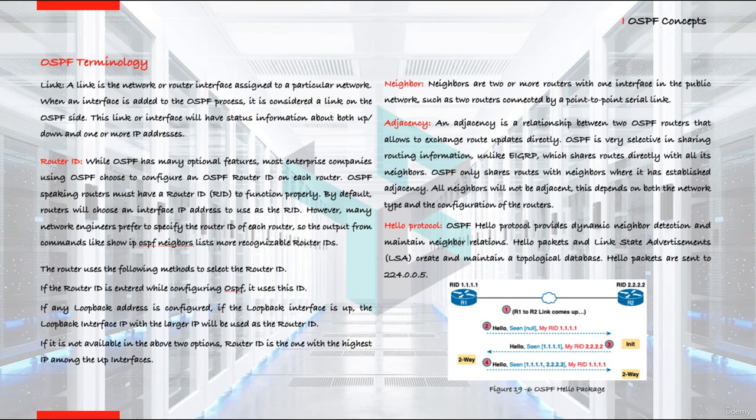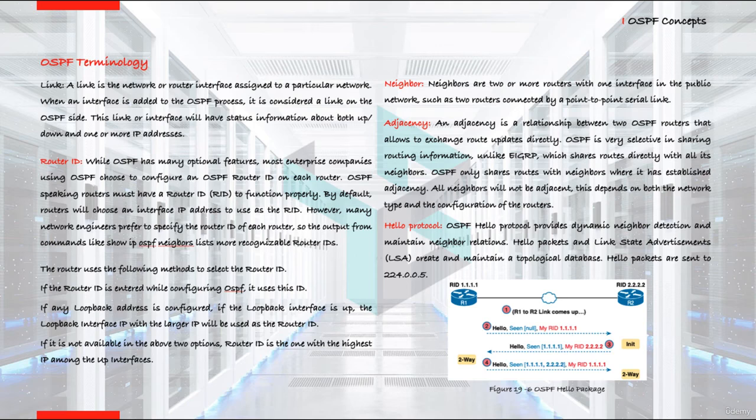We have a few options for choosing a router ID. Let me tell you about them briefly. If the router ID is entered during the OSPF configuration, the router uses this ID. If no router ID is entered, and there is a loopback address configured on the router and this interface is in the up state, the loopback interface IP with the largest IP is used as the router ID. If the loopback interface is not used in the router, the highest IP address among the up interfaces is selected as the router ID.